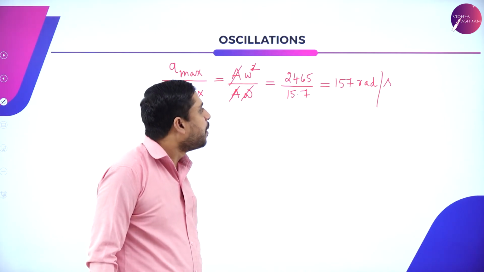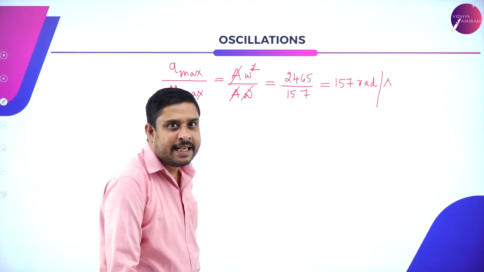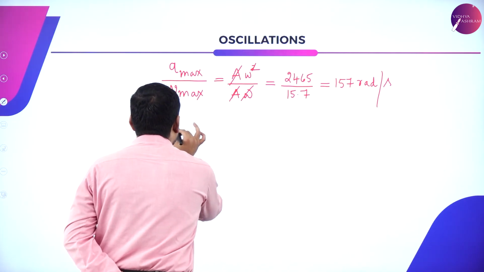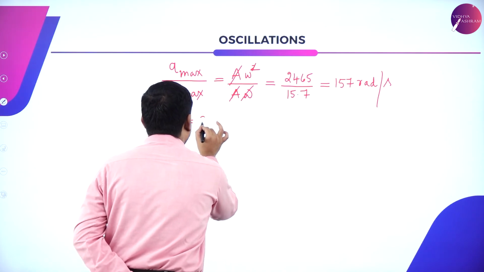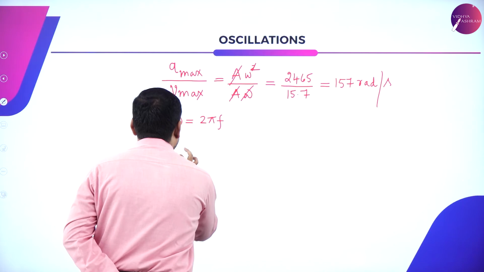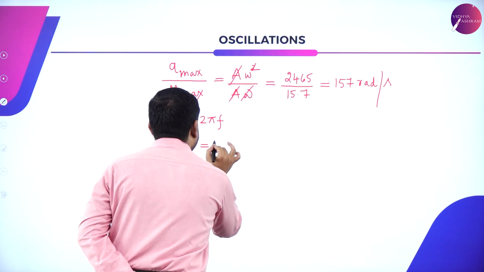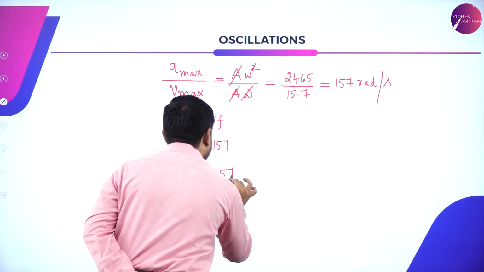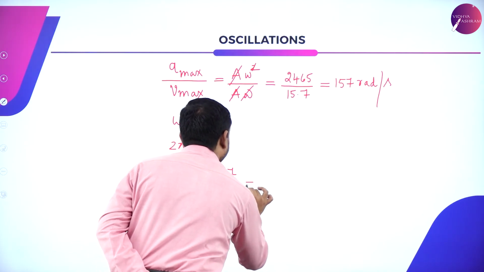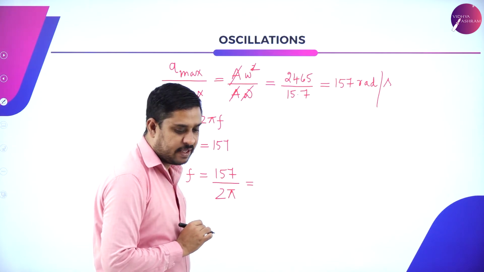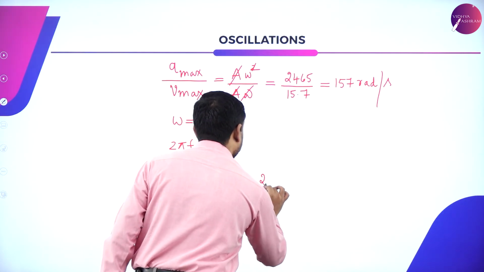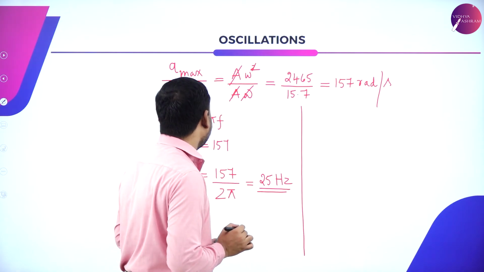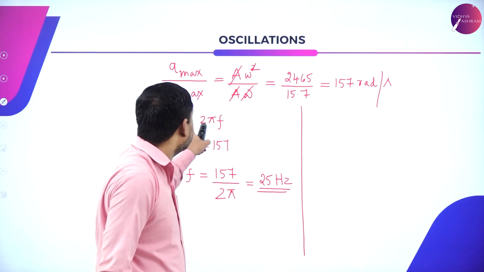So I have calculated omega, which is 157 radian per second. Am I in a position to calculate frequency now? Yes. So omega is 2 pi f. So 2 pi f is 157. So f is 157 by 2 pi. So 157 by 2 pi is 25 hertz. So very simple. I have calculated frequency using this concept.